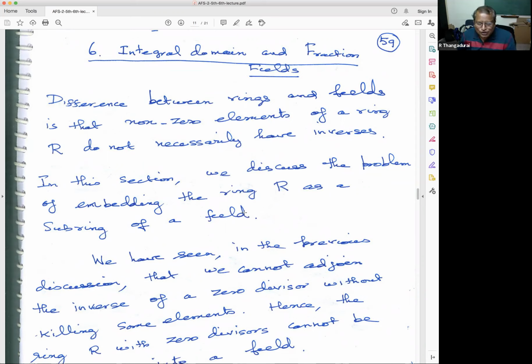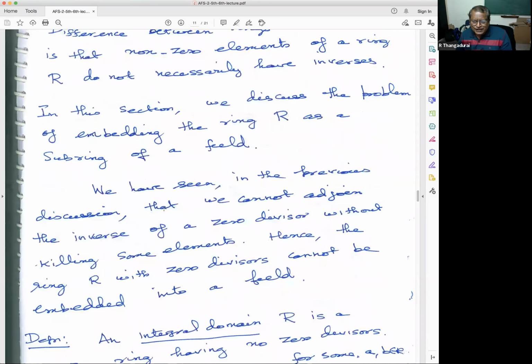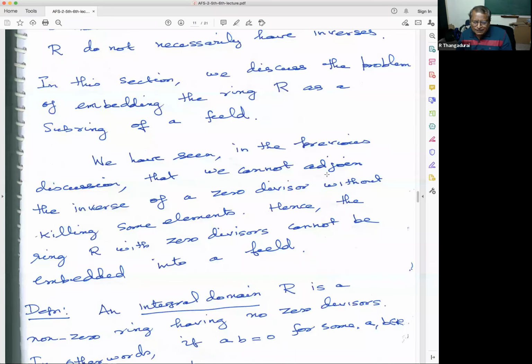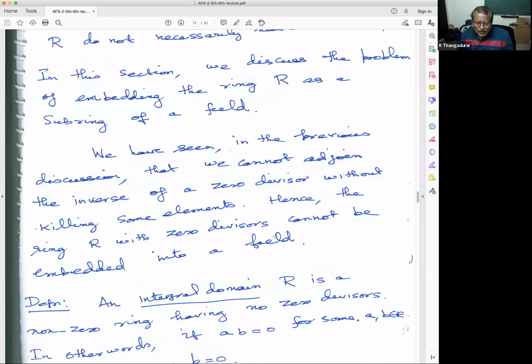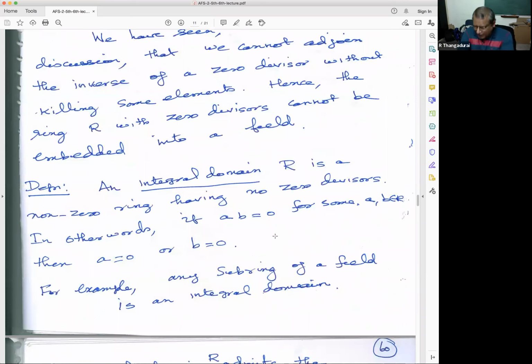So when is it possible? As we have seen in the previous discussion, we cannot adjoin the inverse of a zero divisor without killing some elements. Hence, a ring R with zero divisors cannot be embedded into a field. That is the counterexample we have. So we want to avoid the zero divisors.